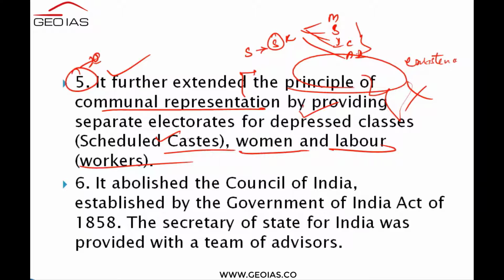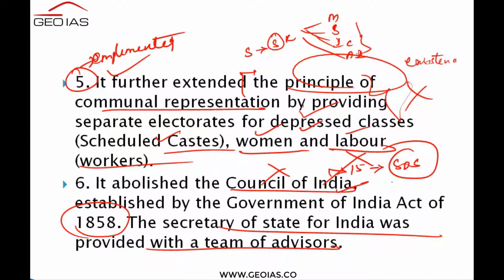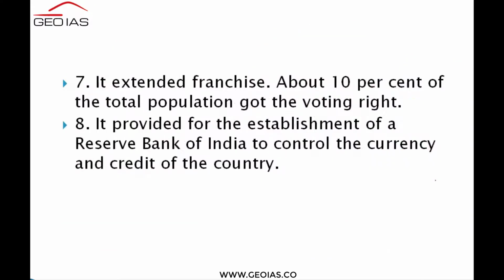So the principle of communal representation was never given to depressed classes, women and labourers, and it abolished the Council of India established by the Government of India Act 1858. This Council of India is a 15-member body which assists the Secretary of State. They abolished this council, and the Secretary of State for India was provided with a team of advisors. Like this, the 15-member council was abolished, and only a team of advisors was given to the Secretary of State. And it also extended franchise.